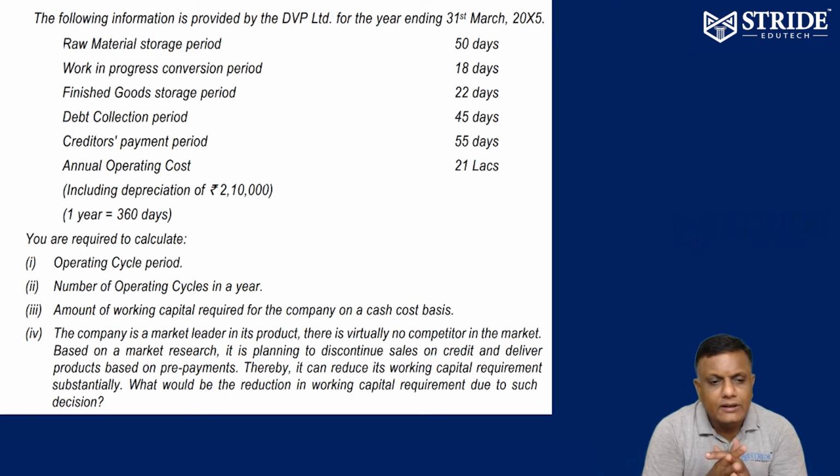The company is a market leader in its product. There is virtually no competitor in the market. Based on market research, it is planning to discontinue credit sales. If anybody pays in advance, they will deliver. Thereby it can reduce its working capital requirement substantially. What would be the reduction in working capital requirement due to such a decision? We'll see one by one.